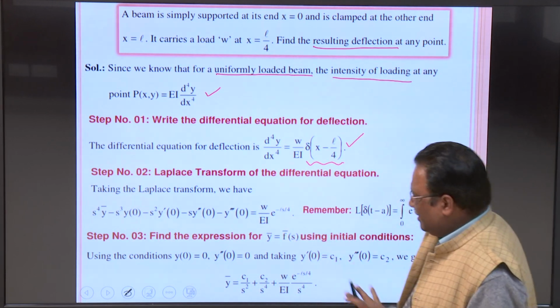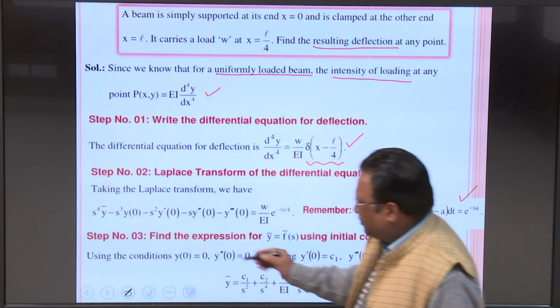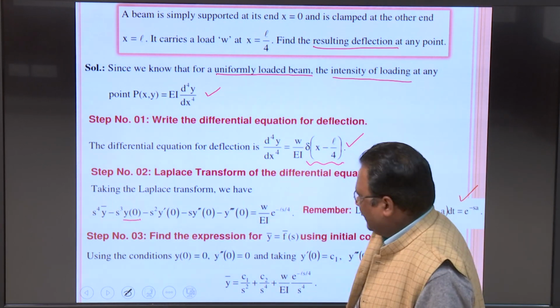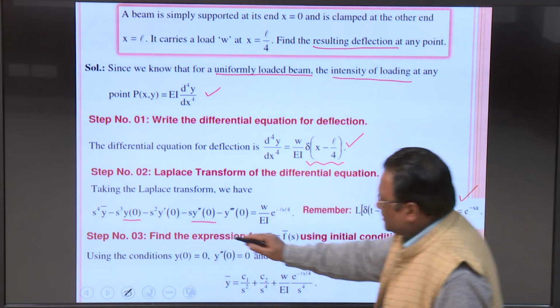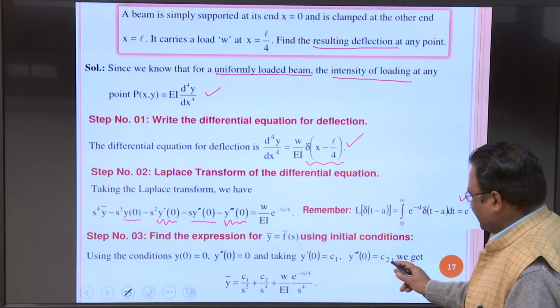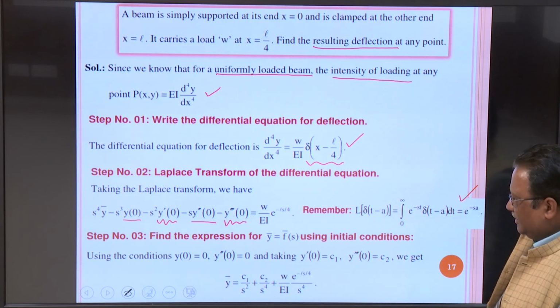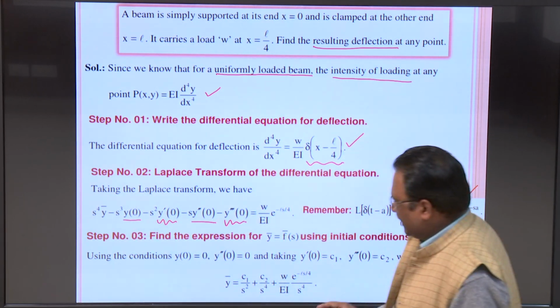Now using the initial conditions. Initial conditions means y(0) is 0. So y(0) is 0, y''(0) is 0. And taking y'' and y''' as C1 and C2. Okay? Then we get the value of y bar.